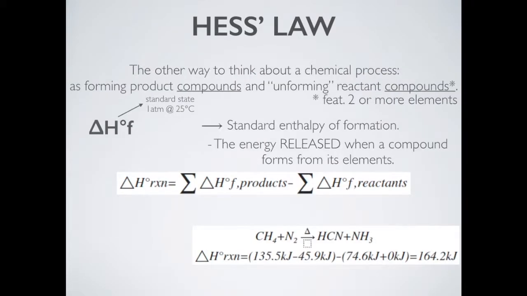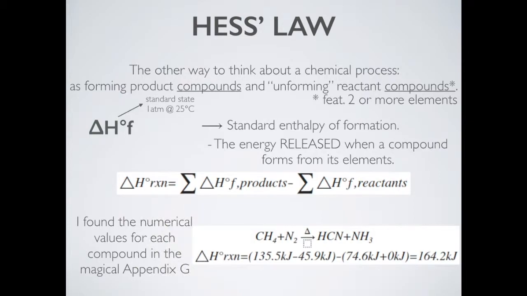The big truth here is that the energy required to break bonds is less than the energy released when bonds form. So in Hess's law, we can think about it as product compounds forming when the reactants are unforming. Because there's more energy released when the bonds form, in a sense, you gain energy when a reaction happens, because more energy is released when the bonds form than when the reactants' bonds are breaking. This delta H°f is the standard enthalpy of formation. It's the energy released when a compound forms from its elements. This fancy math is basically, the delta H is the sum of the products minus the sum of the reactants. And in the case of this reaction below, the delta H is positive, and these numerical values are found in the magical Appendix G, or in the magic of the internet.